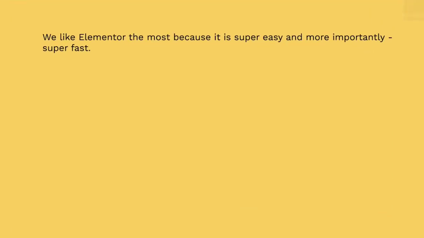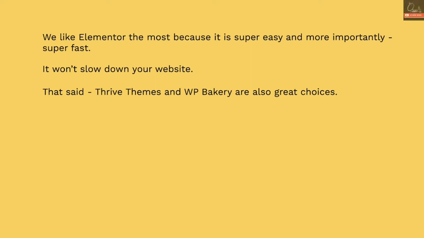So we like Elementor the most because it's super easy and more importantly, super fast. One thing to note is that as you begin to add more plugins to your WordPress site, it will actually slow things down. What we found when we tested things is that Elementor has a lot of features, but it doesn't have a lot of coding. So it runs really fast and it won't slow your website down. With that said, like I said, Thrive Themes and WP Bakery are really good choices. So let's go ahead and hop on over to those websites and show you these in action.